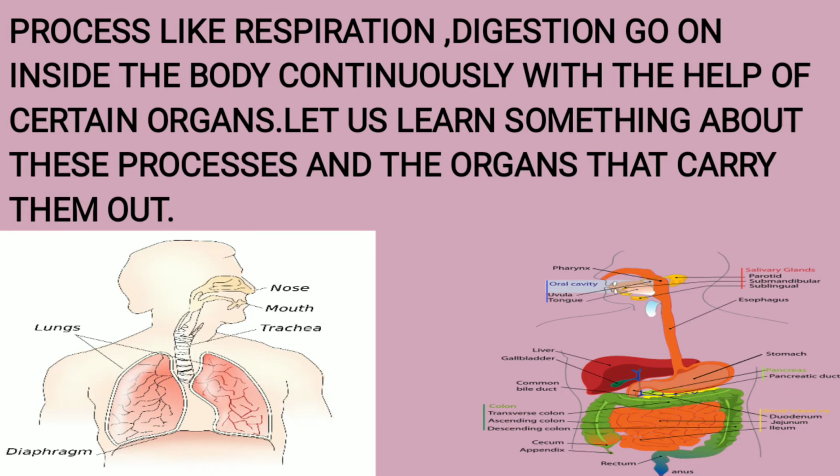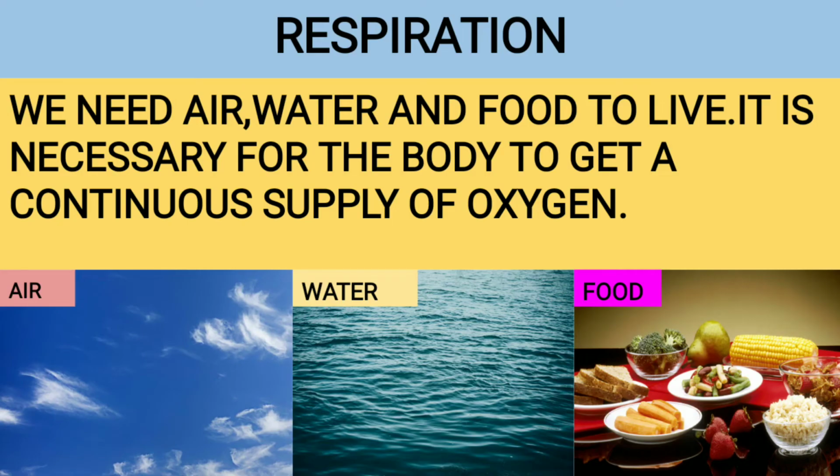Now processes like respiration and digestion go on inside the body continuously with the help of certain organs. It can be respiration or digestion which goes on inside your body. Not only that, there are other processes also which go on inside the body. We have to study about these diagrams and processes. Now let us take respiration first. We need air, water and food to live.